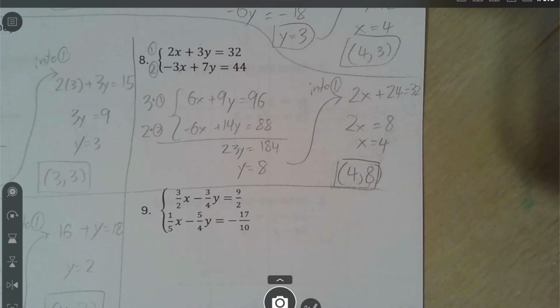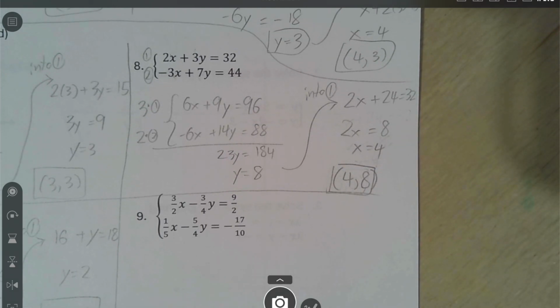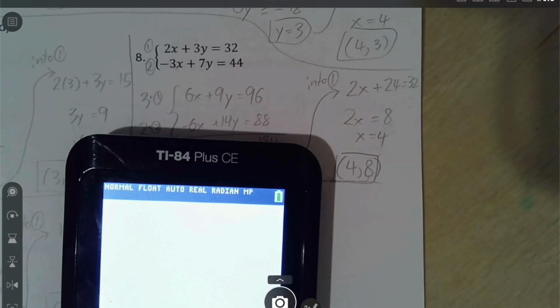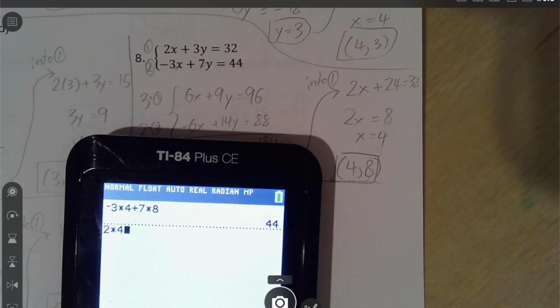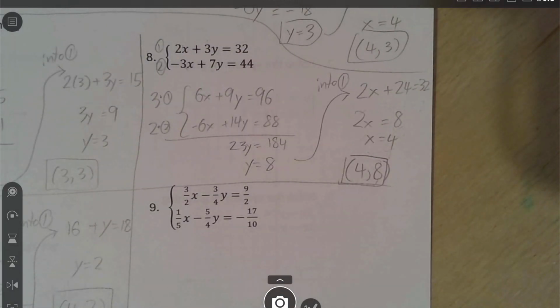8. And let's again plug that in and verify. So let's see here. We can use a calculator to do that just a little bit more quickly. Negative 3 times 4 plus 7 times 8. That is indeed 44. And 2 times 4 plus 3 times 8 yep, is indeed 32, so we are good to go there.